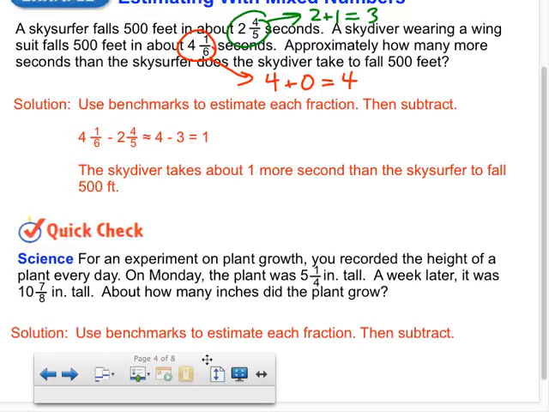For an experiment on plant growth, you recorded the height of a plant every day. On Monday, the plant was 5 1/4 inches tall. A week later, it was 10 7/8 inches tall. How many inches did the plant grow? So I want you guys to estimate. I want you to rewrite these mixed numbers as whole numbers and estimate the growth. How much growth occurred?